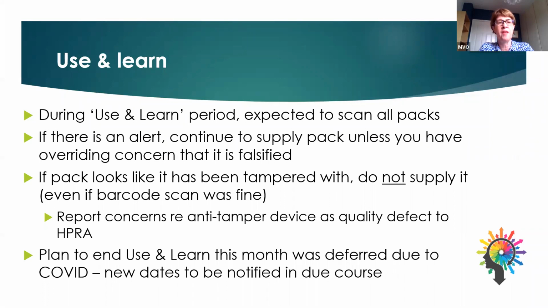end of July. If there is an alert during this period, you continue to supply the pack unless you have an overriding concern that it's falsified. So something just doesn't look quite right about it. It's very important that you follow up on that. And to a certain extent, that's what you would have always done, and that's how falsified packs were picked up before now. If the pack looks like it has been tampered with, do not supply it even if the barcode scan was fine.